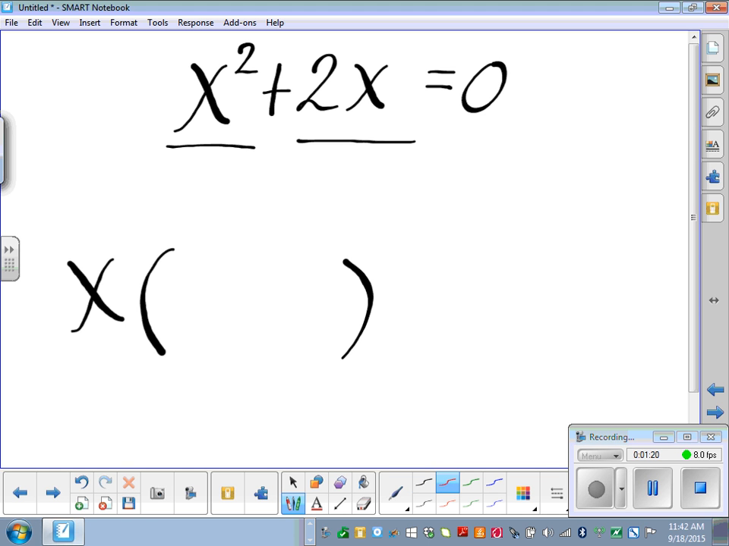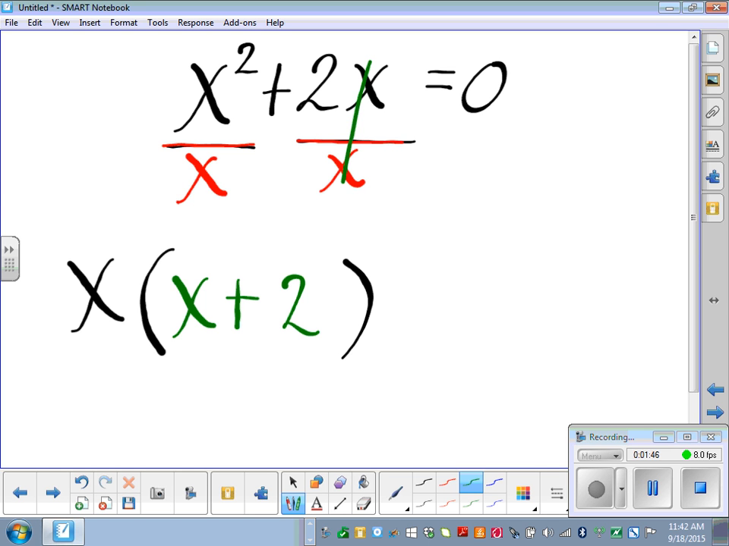Now, if you don't remember how to do this, go back through and say, okay, I pulled out an x out of each term, so I divided out an x out of each term. Then write what you have left in each case. So right here we have x squared divided by x, and that leaves us with an x in the first term. And then we have plus, and then looking over here at my second term, I have 2x divided by x, and that leaves me with 2. So now we've factored this. We have x times x plus 2.